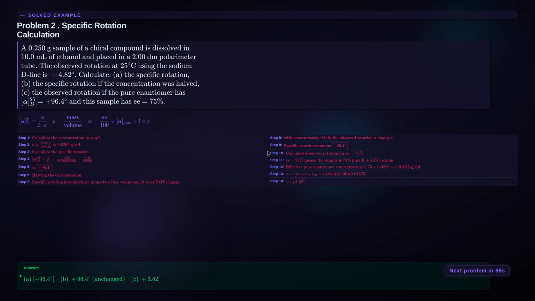0.0250 grams per milliliter. The specific rotation equals the observed rotation divided by path length times concentration, which is plus 4.82 divided by 2.00 times 0.0250, giving plus 96.4 degrees. Specific rotation is an intrinsic property and does not change with concentration. For a sample with 75% enantiomeric excess, the observed rotation would be plus 3.62 degrees.